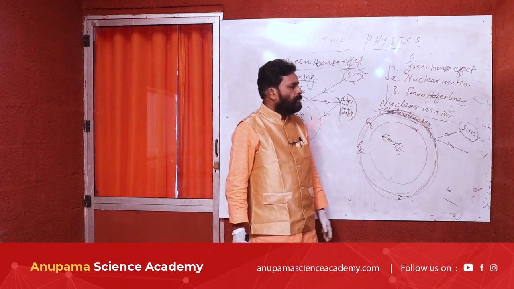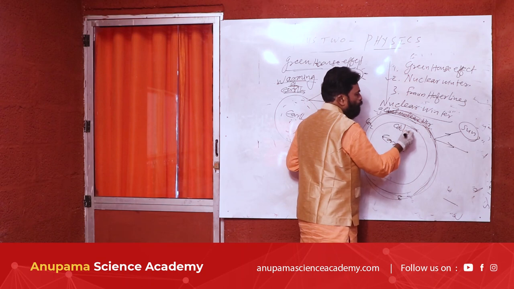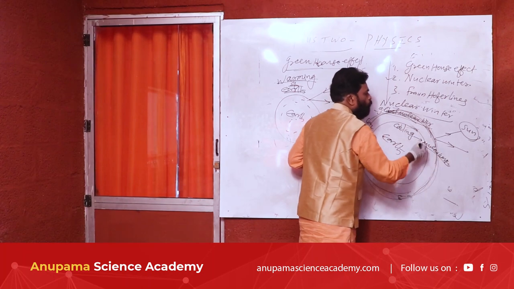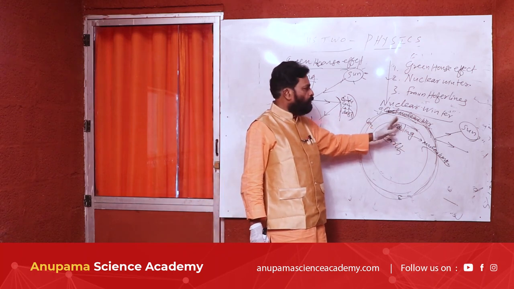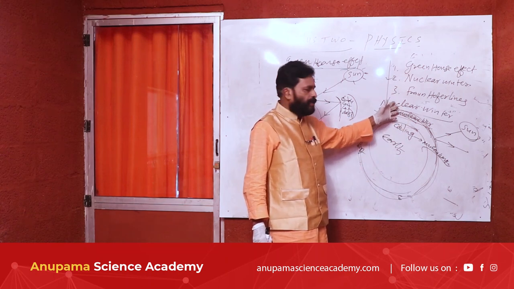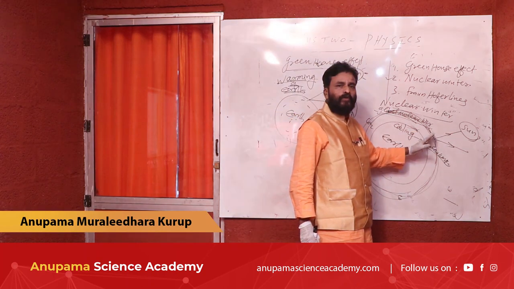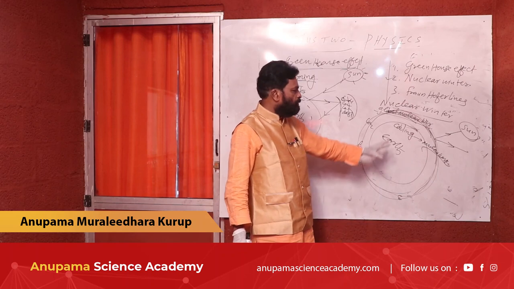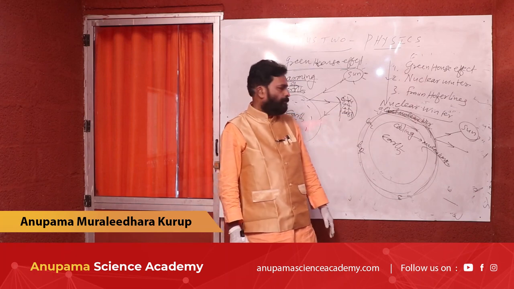So what happens? Earth becomes cool, and this cooling of earth is called nuclear winter. Cooling of earth is the reverse of warming of earth. So what is nuclear winter? Imagine a global nuclear war. The dust, carbon dioxide, etc. form a cloud around earth. The solar radiations are reflected from this cloud, so they will not reach earth, so earth becomes cool, and this phenomenon of cooling of earth is called nuclear winter.